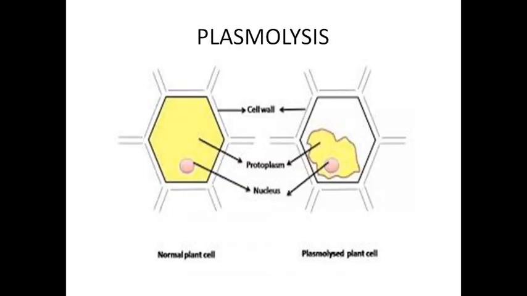Have you seen the normal plant cell? And what happens after they are put in a sugar or a salt solution? You can see the plasmolysed plant cell. There's a shrinkage from the wall of the cell. This is what we term as plasmolysis.